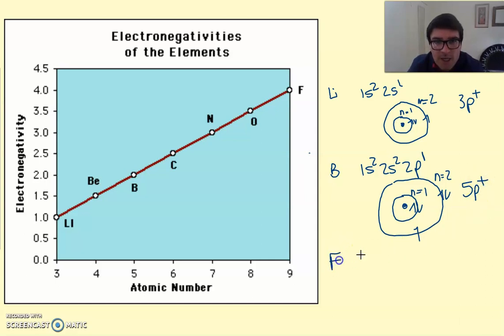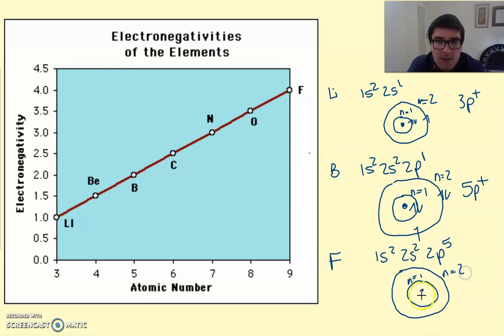If we go to fluorine, it's 1s2, 2s2, 2p5. So now we've got first, second energy level, and we've got 2 electrons there, and then we've got 2 of them paired, 4 of them. Okay, so that's 4, 5, 6, and then we've got 1 lone one. Okay, so what I want you to notice is that in the case of fluorine, we will have 9 protons.